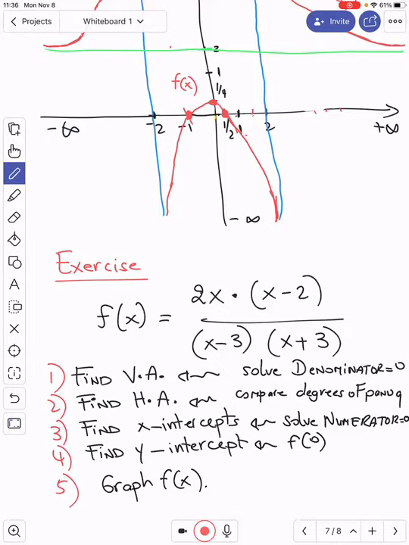Professor, for the x-intercept, right? Is it 0 and 2? Yep, it's 0 and 2.